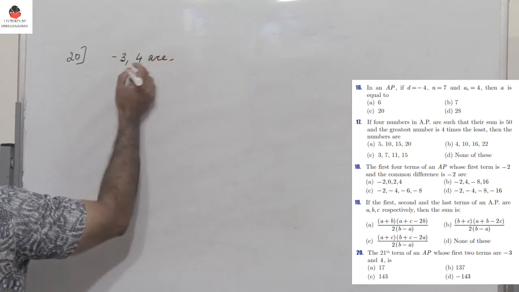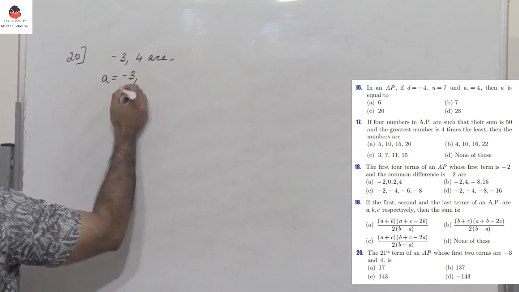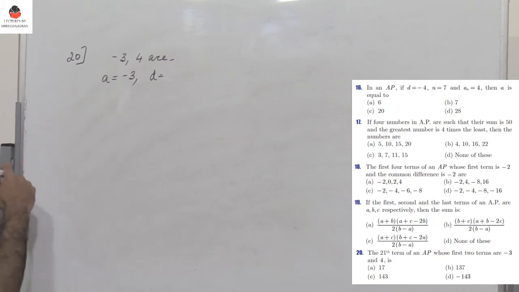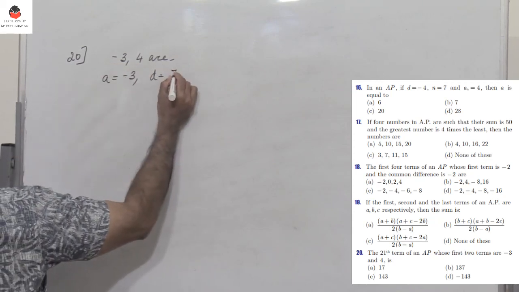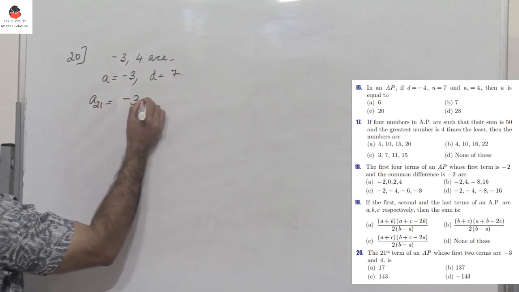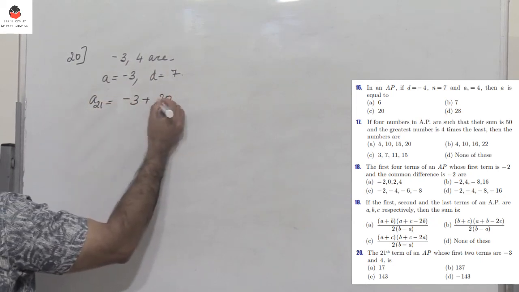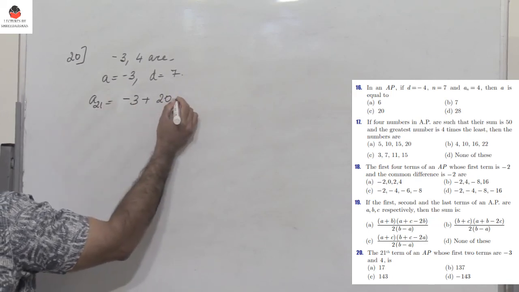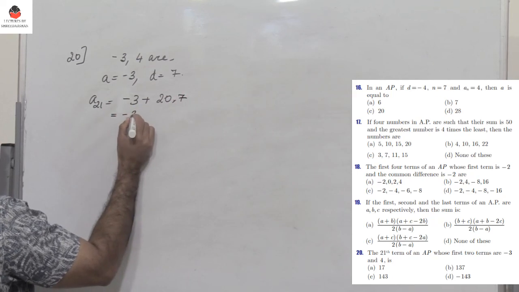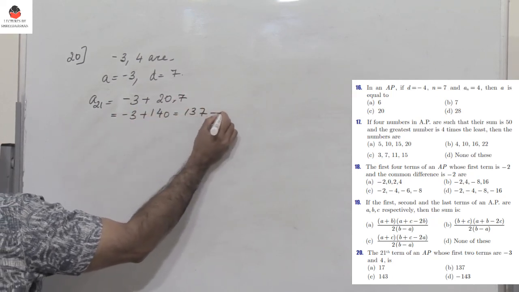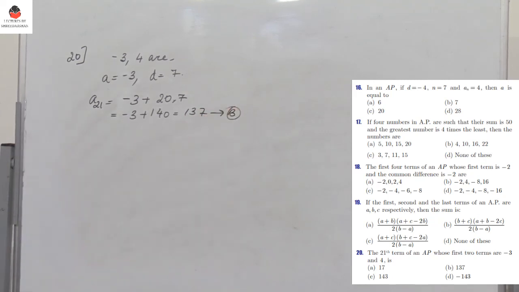20th one, the 21st term of an AP whose first 2 terms are minus 3 and 4. So a is minus 3. This is the second term. What is d? d is the second term minus the first term. So 4 minus of minus 3, which is 7. So I need to find a21, which is a plus (n minus 1) into d. 21 minus 1 is 20, into d, which is 7. So you have minus 3 plus 140, which is 137. So the answer is option B. A very easy problem.